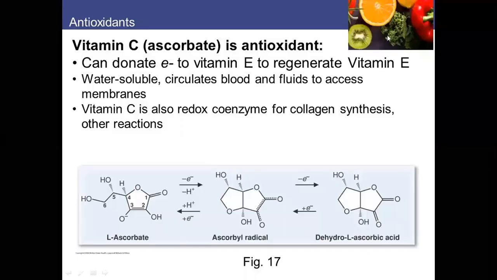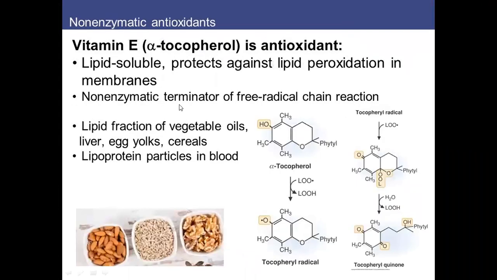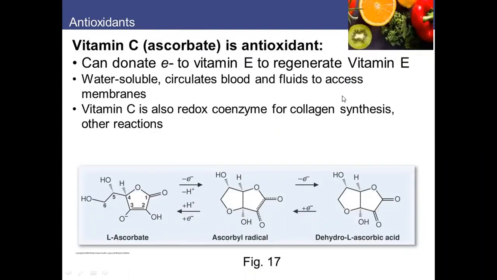Now, another non-enzymatic antioxidant or free radical scavenger is vitamin C, also known as ascorbic acid or ascorbate. We talked about vitamin C when we said that vitamin E must be regenerated in order to complete the reaction of terminating the free radical chain of lipid peroxidation. And I said previously that vitamin C is the one that can help to regenerate vitamin E, because it can donate an electron to vitamin E. Vitamin E is lipid soluble. That's why it needs to be transported via lipoprotein in blood. Whereas vitamin C is a water-soluble molecule. It circulates in blood and fluid to access the membrane.